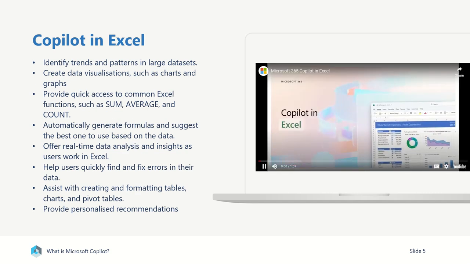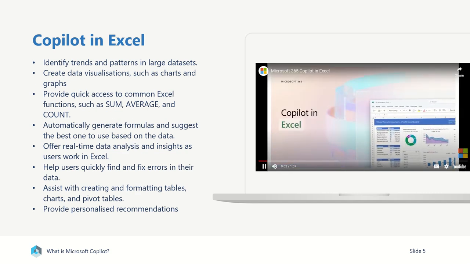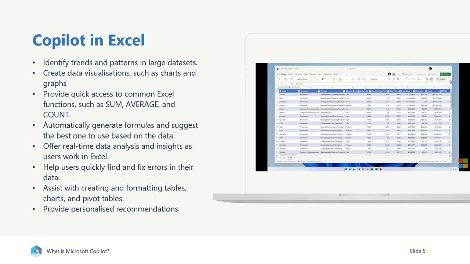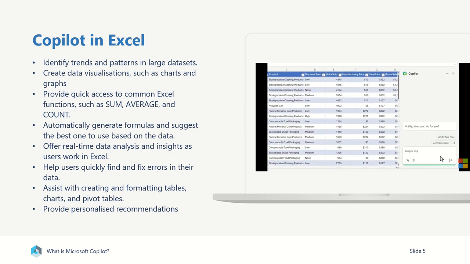The next is Copilot in Excel. So this is a really exciting one. It will identify trends and patterns in large data sets, meaning that you could have, say, for example, your sales information, and then you can use Copilot, like we can see on the right-hand side, to ask it to identify some key trends. So it automatically analyzes this and provides those trends directly for you.